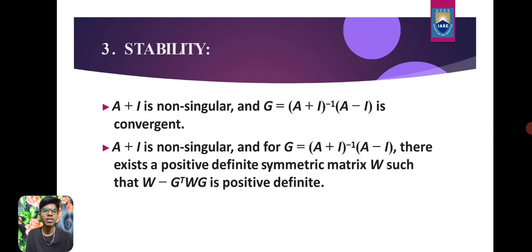A plus I is non-singular and G equals (A plus I) inverse into (A minus I) is convergent. A plus I is non-singular and for G equals (A plus I) inverse into (A minus I), there exists a positive definite symmetric matrix W such that W minus G transpose W G is positive definite.